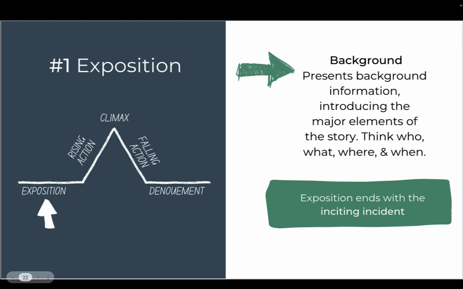The first step on Freytag's pyramid is the exposition. The exposition presents the important background information that helps set the stage for the story. Think who, what, where, and when. The exposition ends with the inciting incident, when something unexpected happens.